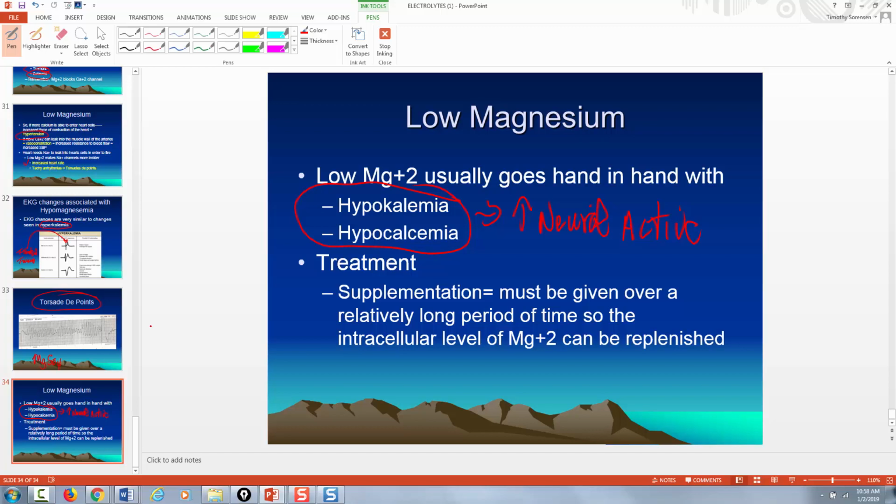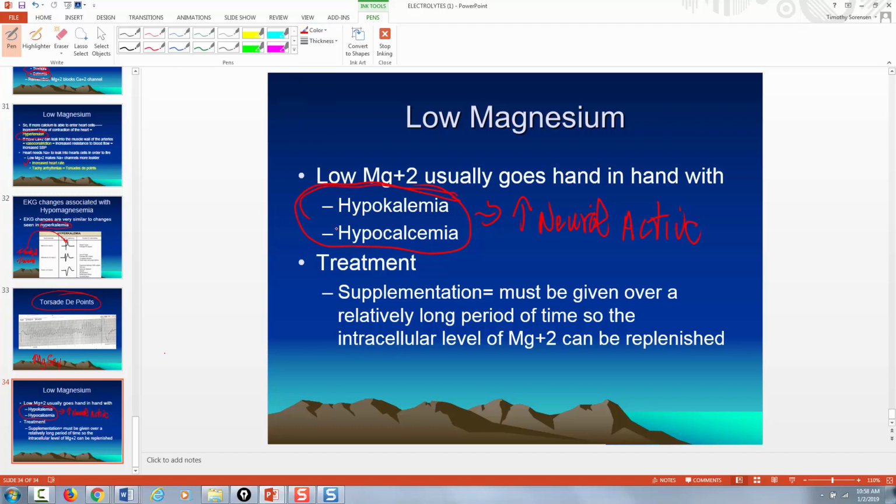And the treatment is to give them magnesium IV if it's severe. Otherwise, you take magnesium supplements orally. Now, a couple of things.